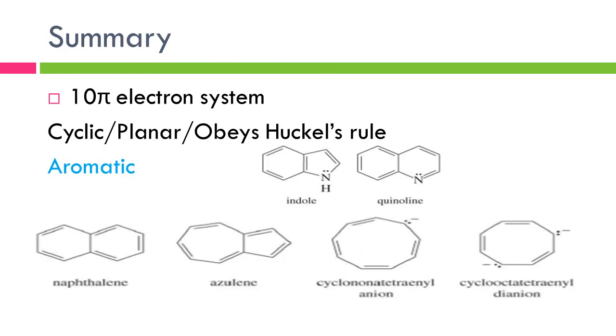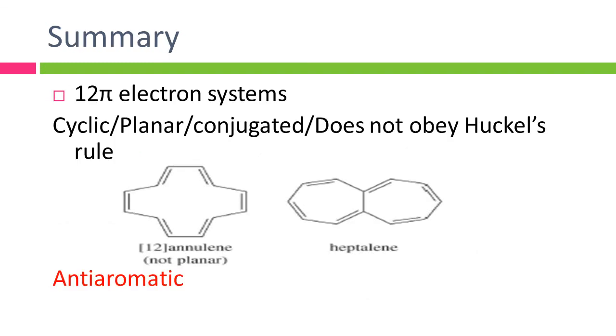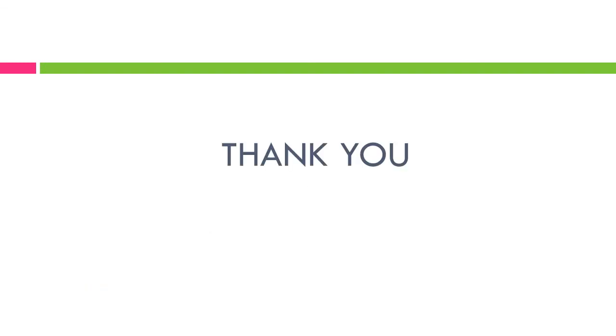10 pi electron systems like naphthalene, azulene, indole, quinoline are aromatic. 12 pi electron systems such as 12 annulene and heptalene are cyclic and planar. The molecules are conjugated but they do not obey Huckel's rule. Hence, they are antiaromatic. Thank you.